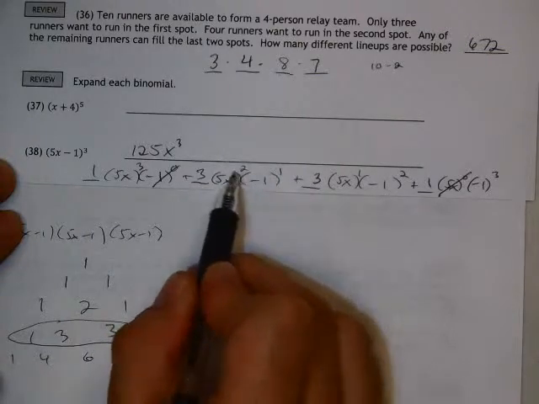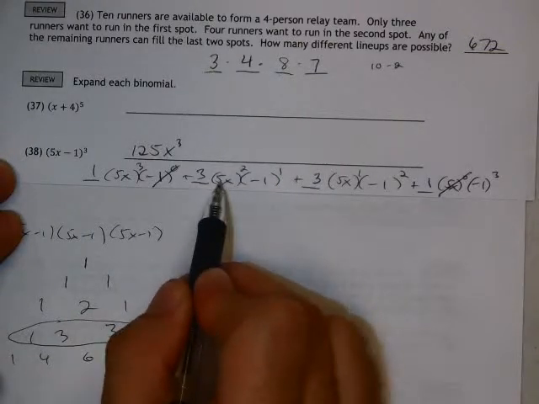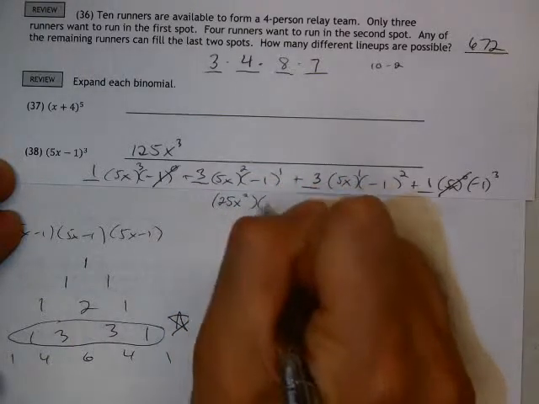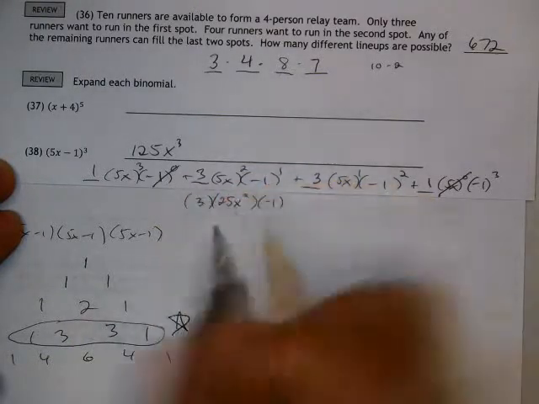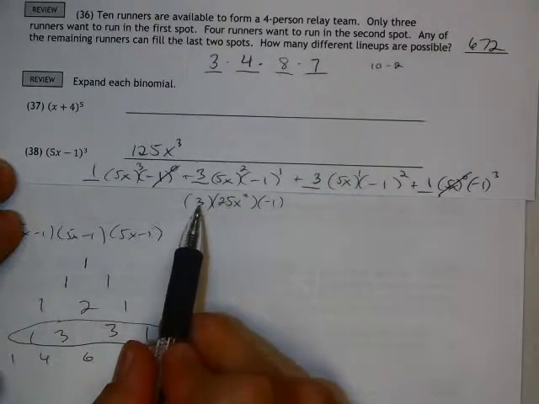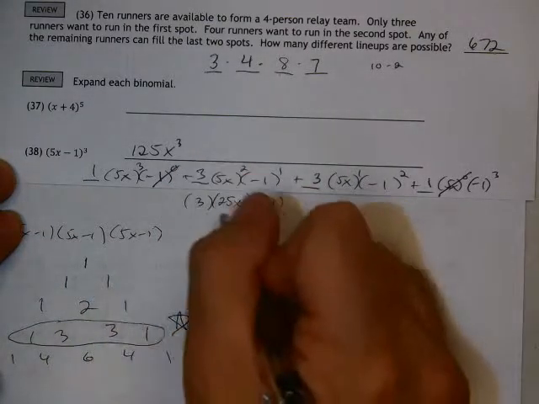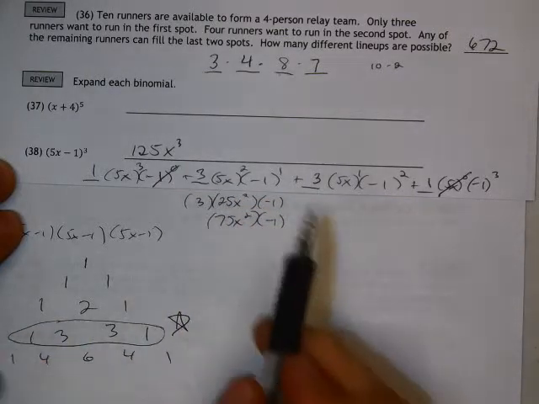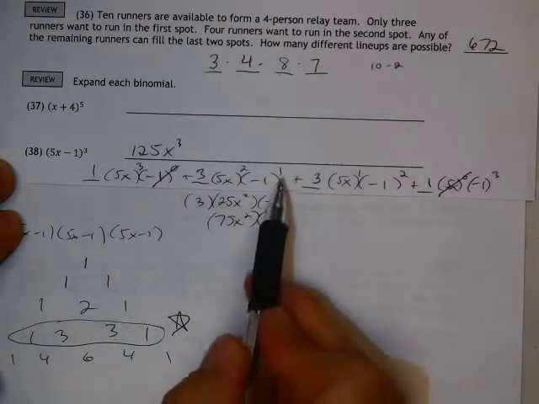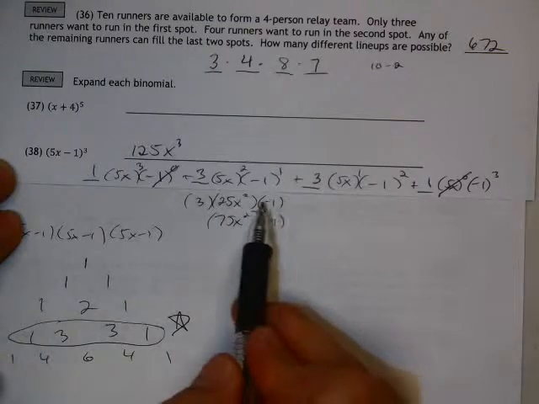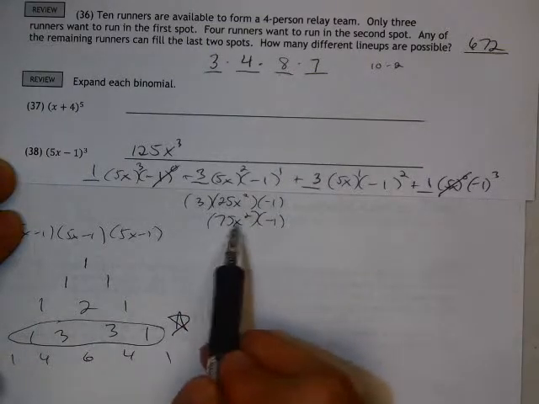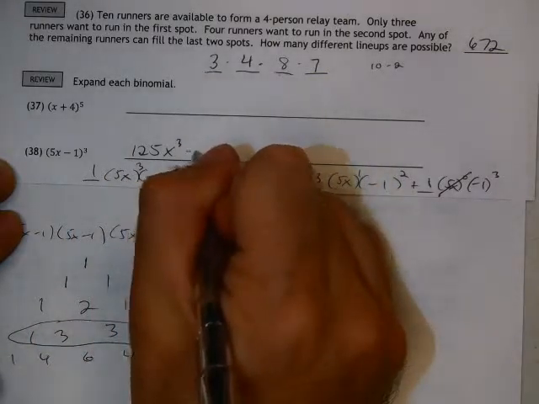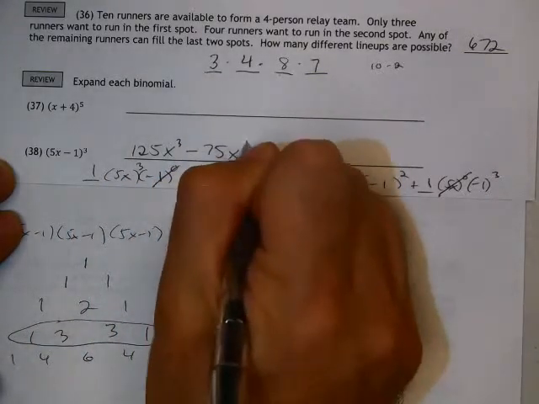Order of operations again, exponents first. If we square this 5x, that becomes 25x squared. We still have to multiply by the 3. 3 times 25 is 75x squared. And then we have to multiply by the negative 1. And by the way, I didn't mention, but negative 1 to the first is going to be negative 1. Multiply these, you're going to get negative 75x squared, which means the second term would be minus 75x squared.